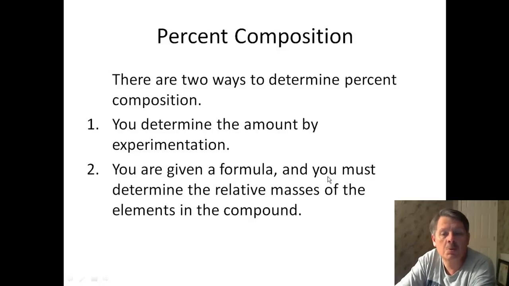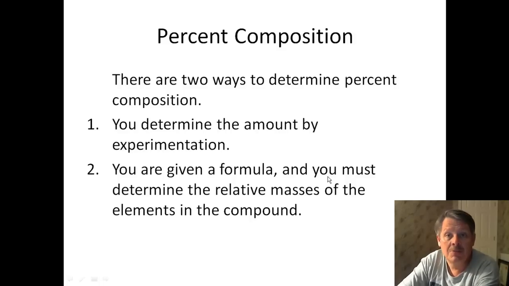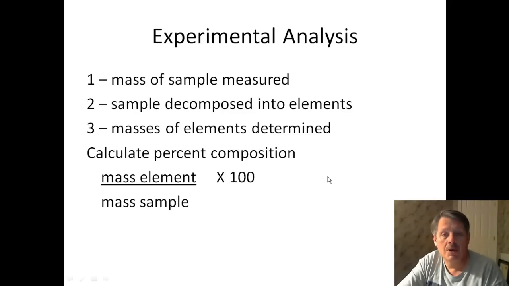One is determined by experimentation. Now, did we just do that? Nope, we didn't. You didn't experiment to see how much fat was in chocolate. No, you were given a formula. And so that's the second way. If you are given a formula, you can determine the relative masses of the elements in the compound. So we are going to do this both ways.